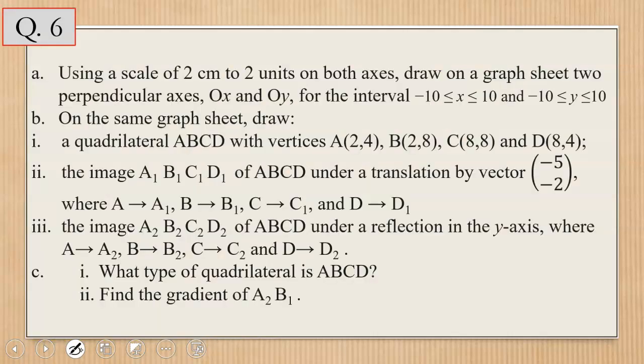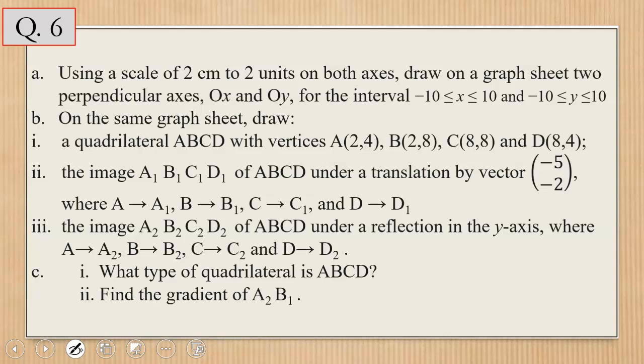Now, with question number 6, we have a graph work, transformation, or say rigid motion. Using a scale of 2 centimeters to 2 units on both axes, draw on the graph sheet two perpendicular axes OX and OY for the interval -10 through to 10 on the x-axis, and then on the y-axis from -10 to +10 as well. And on the same graph sheet, we want to draw the quadrilateral ABCD with vertices given as A, B, C, and D.